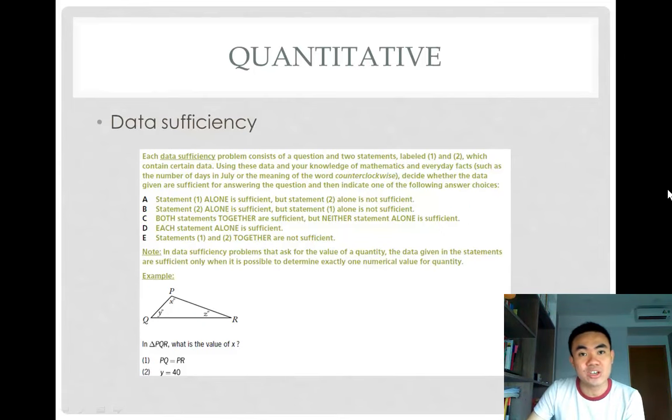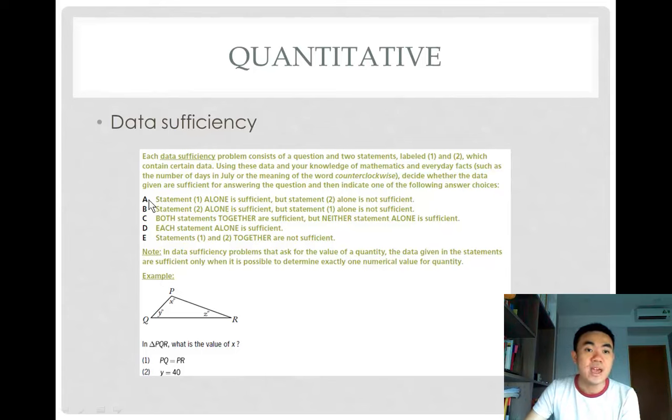The second type of question in the quantitative part is called data sufficiency, in which you are given a question, and then you are given 2 pieces of information labeled 1 and 2. You don't have to calculate the answer to the question, but you have to determine whether each statement alone is sufficient in order to answer the question. You are given 5 answer choices, A through E, with the instructions given within the question.